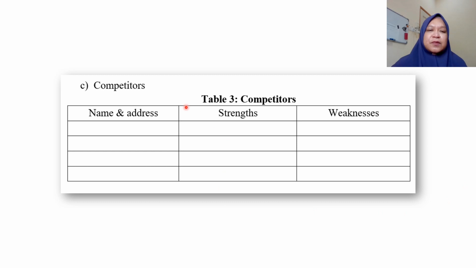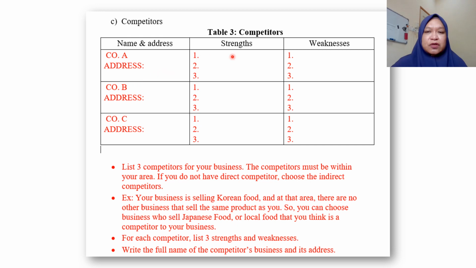Next, after that, you will see part C, competitors. Here we have Table 3 for the competitors. So you draw the table and fill in the name and address of your competitor. For example, you have Company A and then the address, Company B, Company C, both with the address. The company must be real, and the address must also be real.